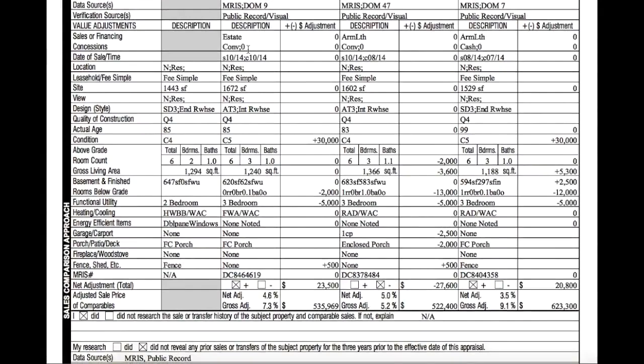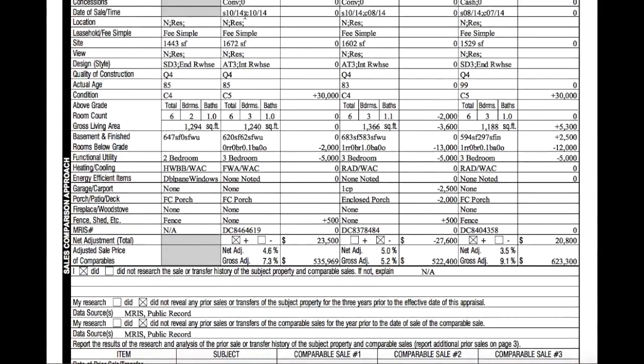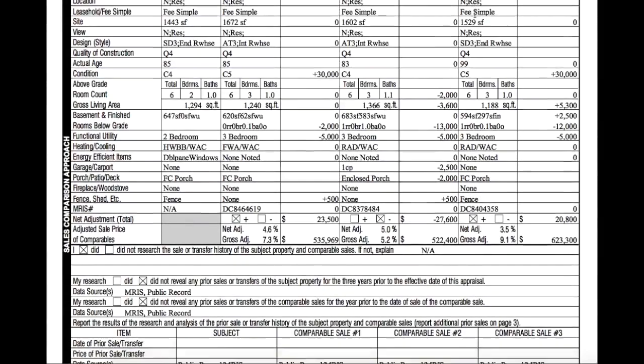You might want to look at the sale date for the comps. This particular appraisal was done in the spring of 2015. The comp 1 settled date was October 2014. It contracted October 2014. Comp 2 settled in October 2014, went under contract in August of 2014. Sometimes it's interesting to see the age of the comps that are being used.